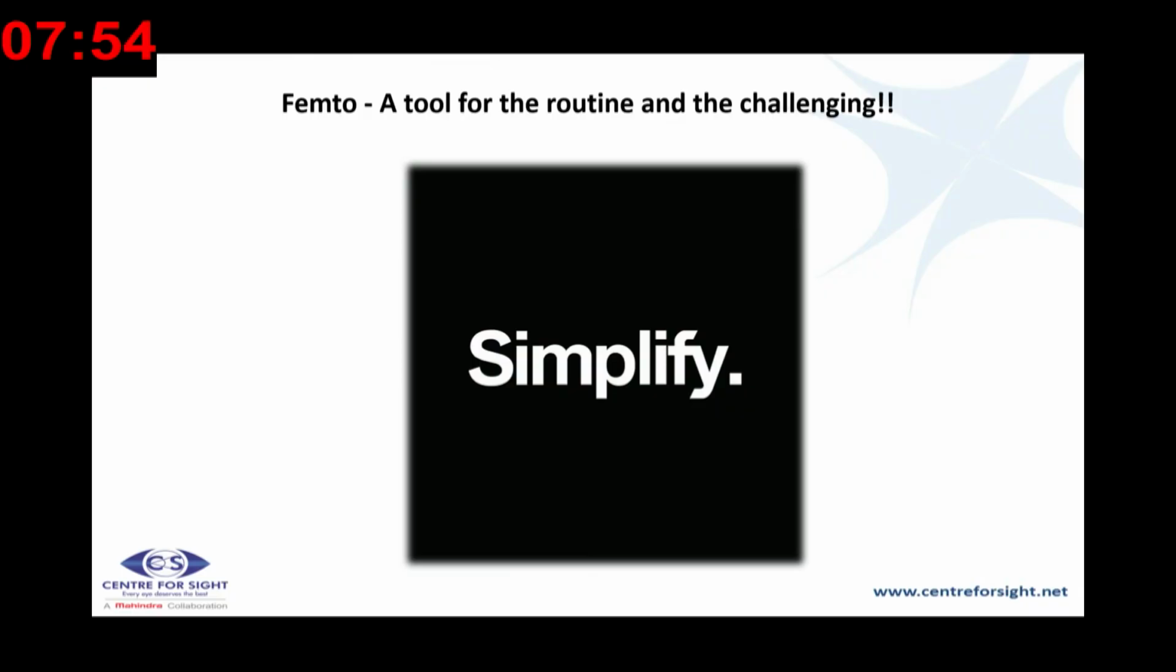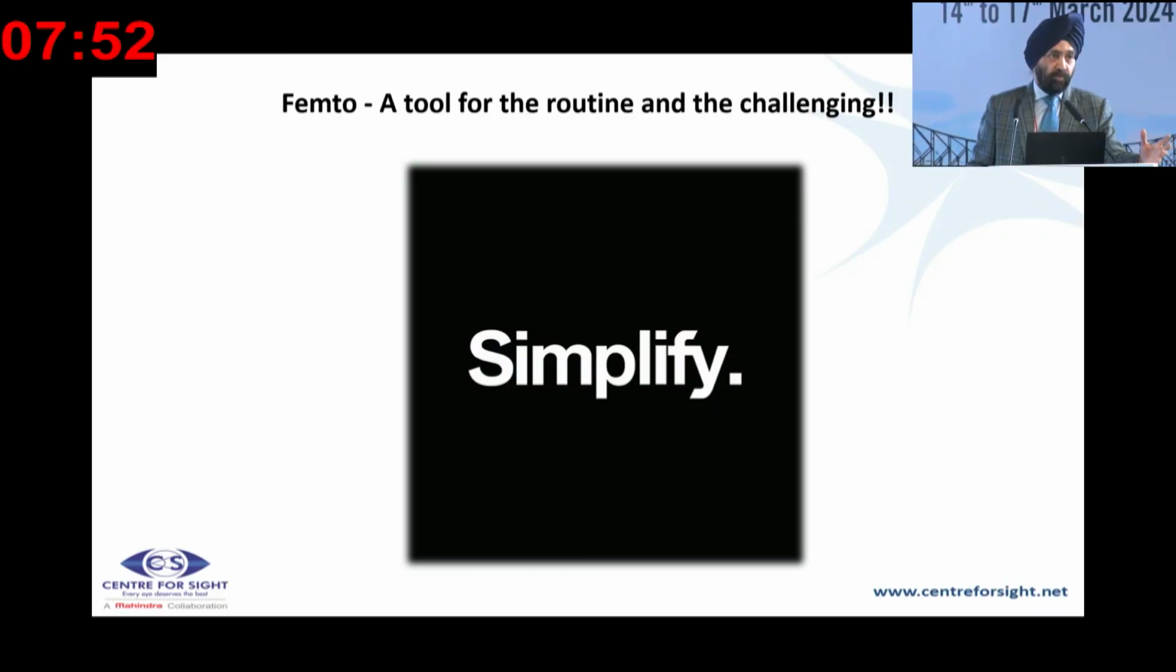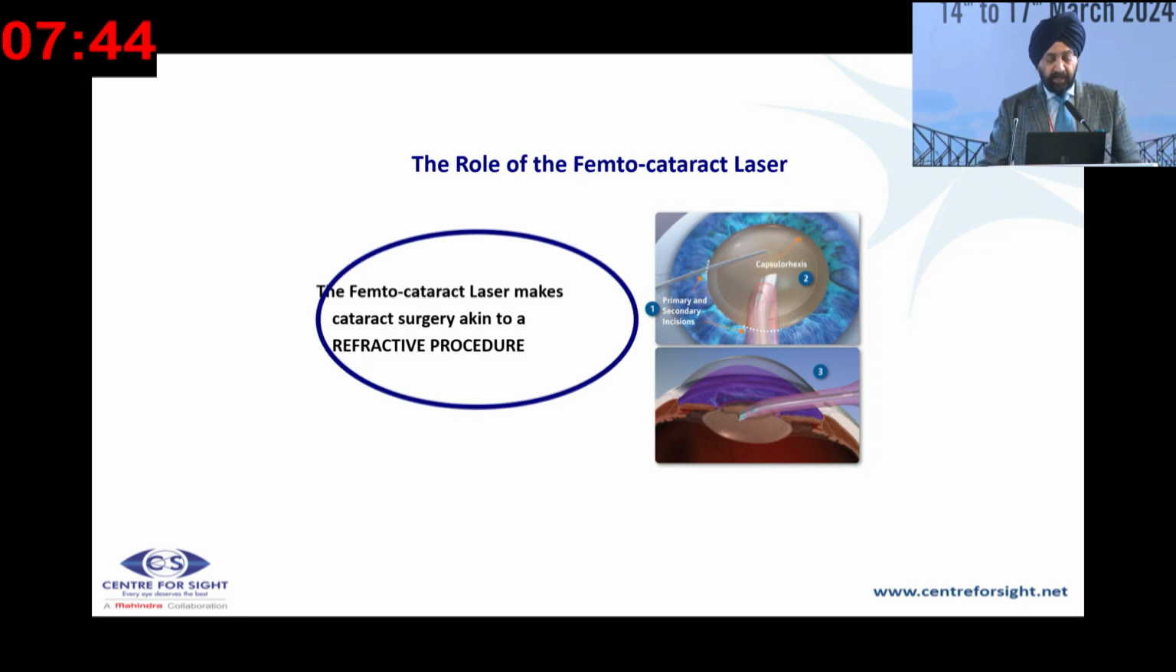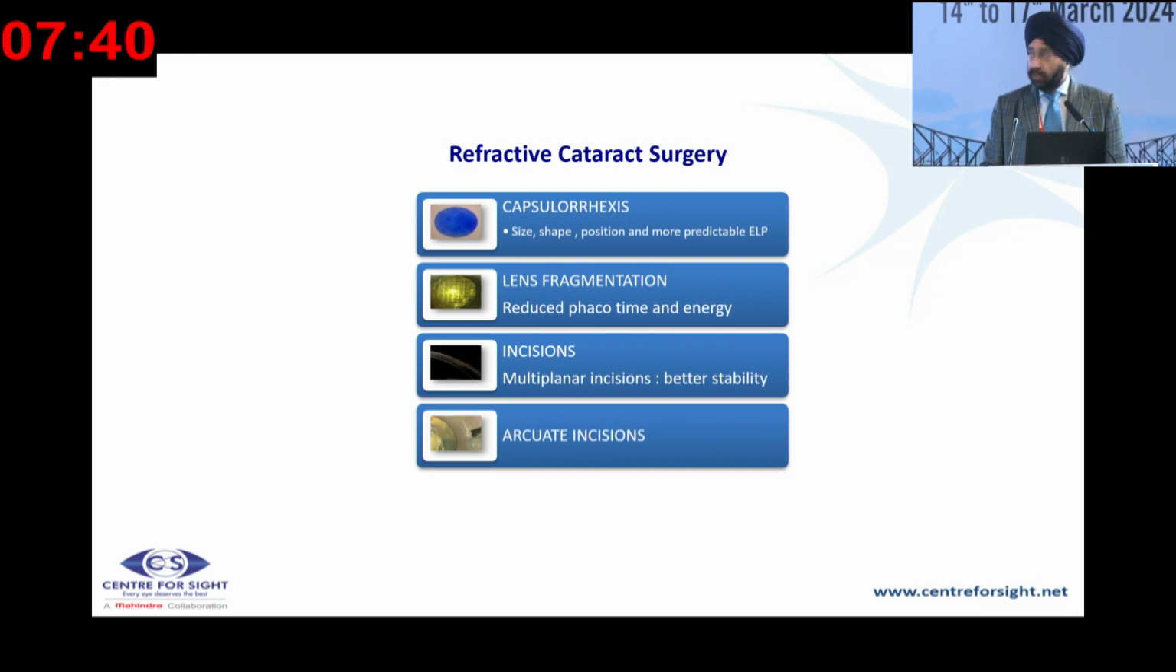I'll go on to cataract extraction using femtolaser-assisted cataract surgery in difficult situations, as to how it helps in difficult situations. For normal cases the femto is obviously great, but it's a tool that helps in challenging cases to simplify the outcomes. As you all know, the femto cataract makes cataract surgery more into a refractive procedure.